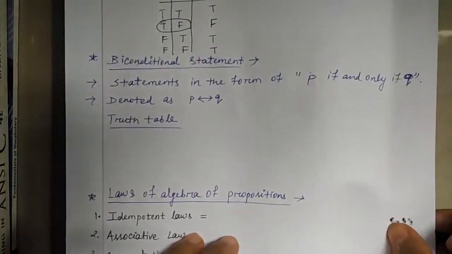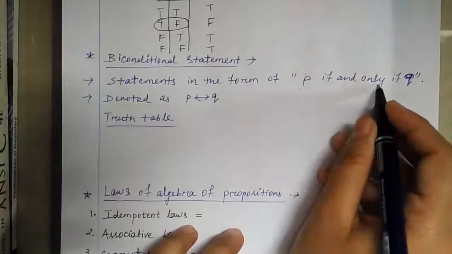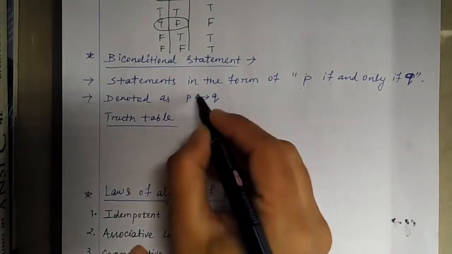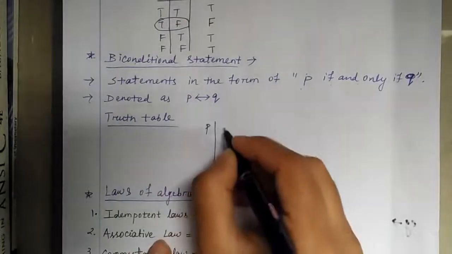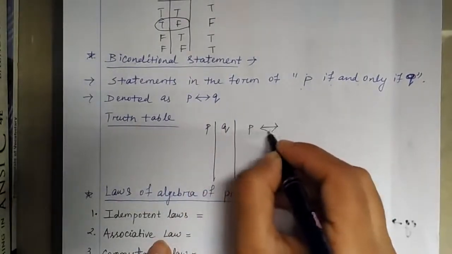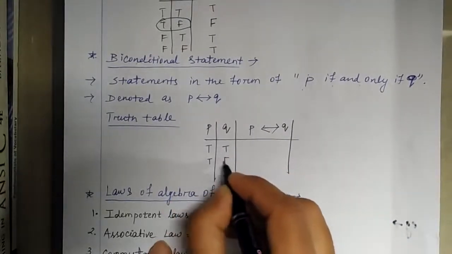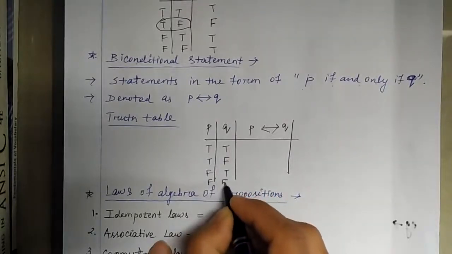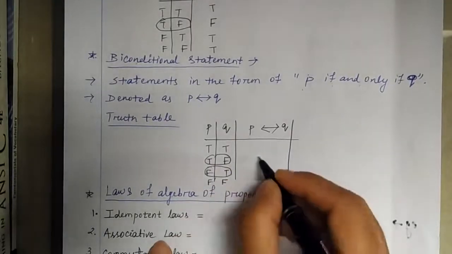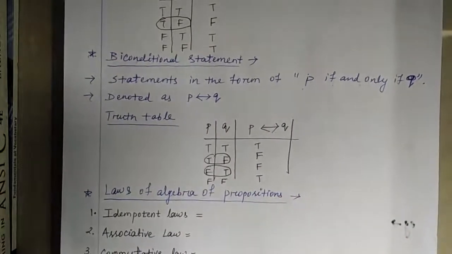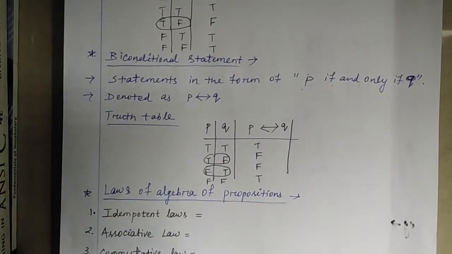Okay, then biconditional. A biconditional is when the sentence is of the form P if and only if Q. That is, in conditional it is if P then Q, in biconditional it is P if and only if Q. It is denoted by the double-sided arrow symbol. We'll see the truth table now. That is true true, true false. Here for true false and false true, both are false, others are true. And the laws of algebra of propositions we'll see in the next class.